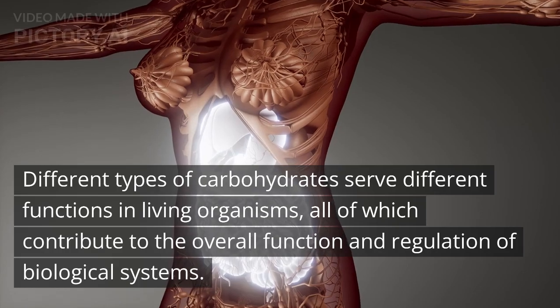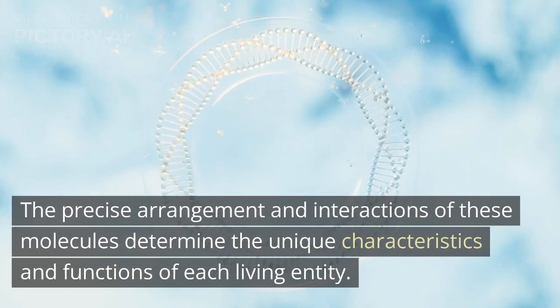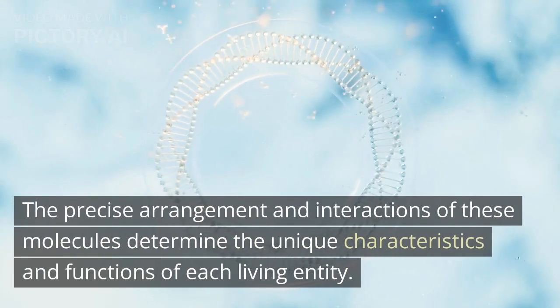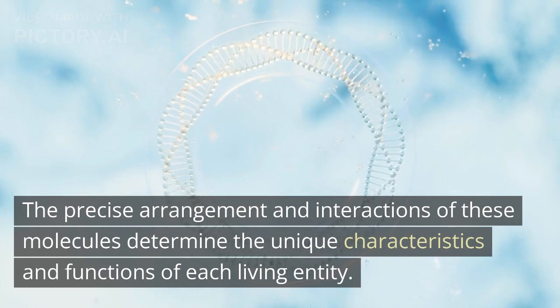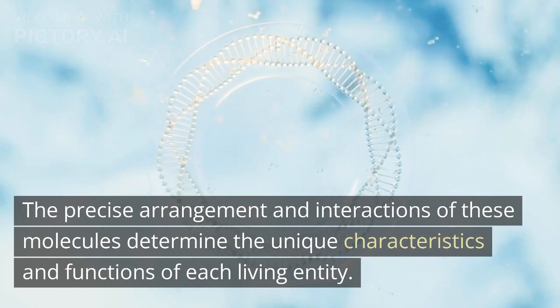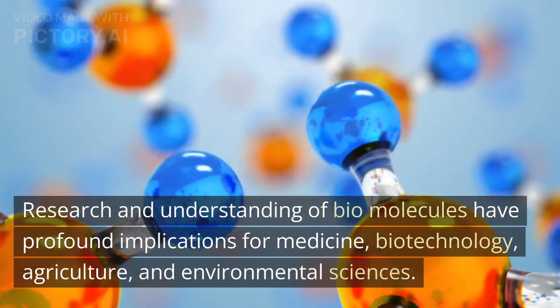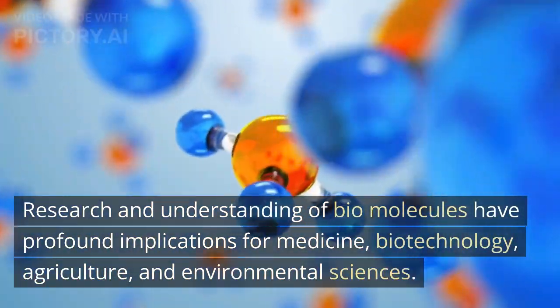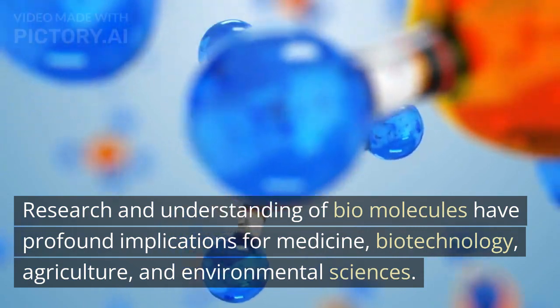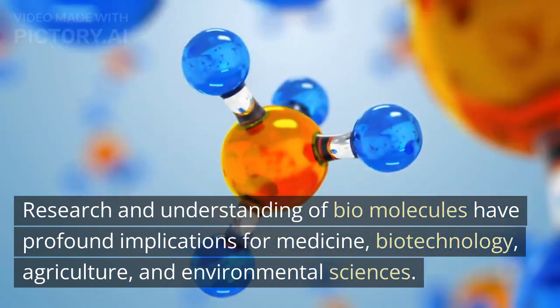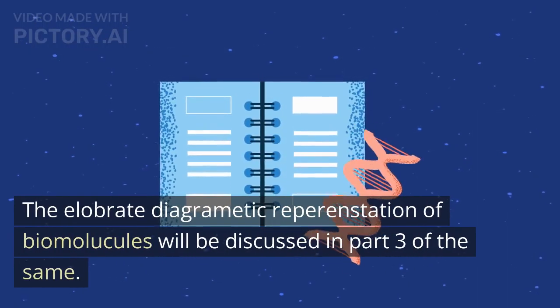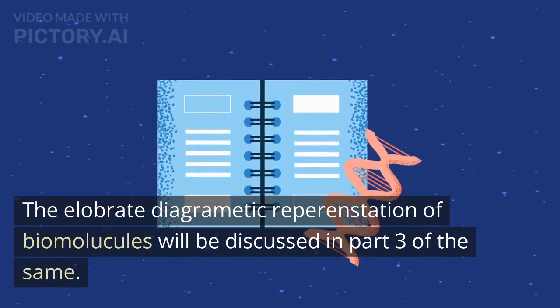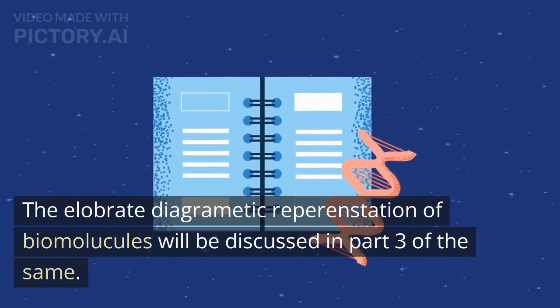Different types of carbohydrates serve different functions in living organisms, all of which contribute to the overall function and regulation of biological systems. The precise arrangement and interactions of these molecules determine the unique characteristics and functions of each living entity. Research and understanding of biomolecules have profound implications for medicine, biotechnology, agriculture, and environmental sciences. The elaborate diagrammatic representation of biomolecules will be discussed in Part 3 of the same.